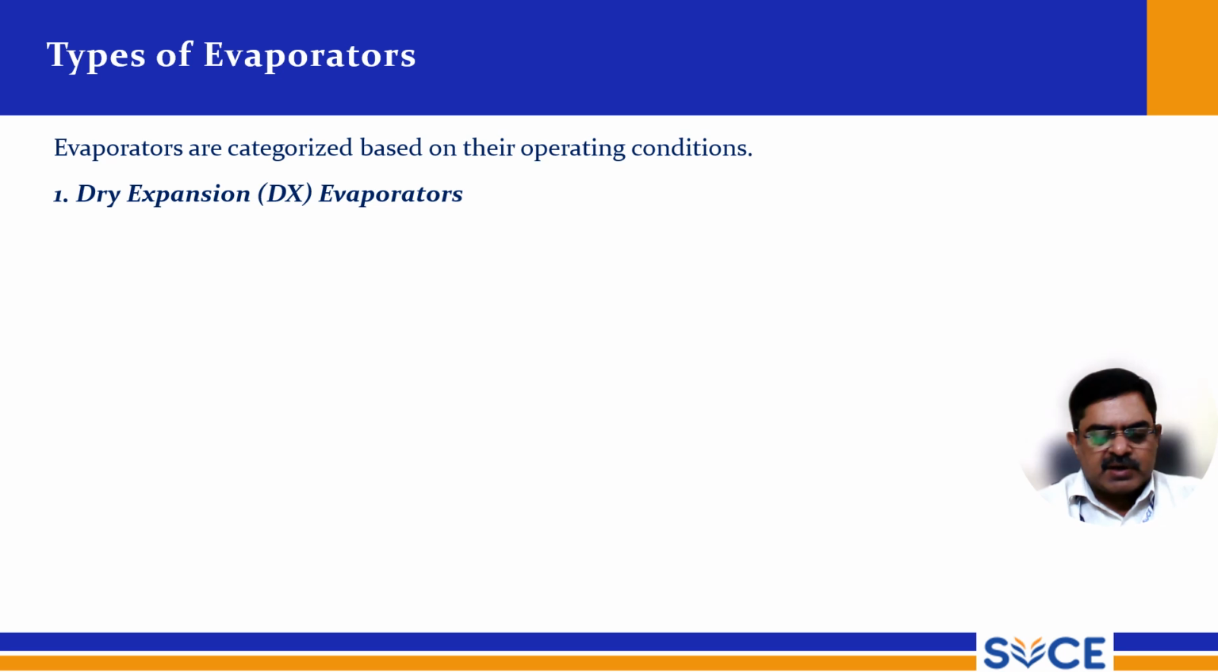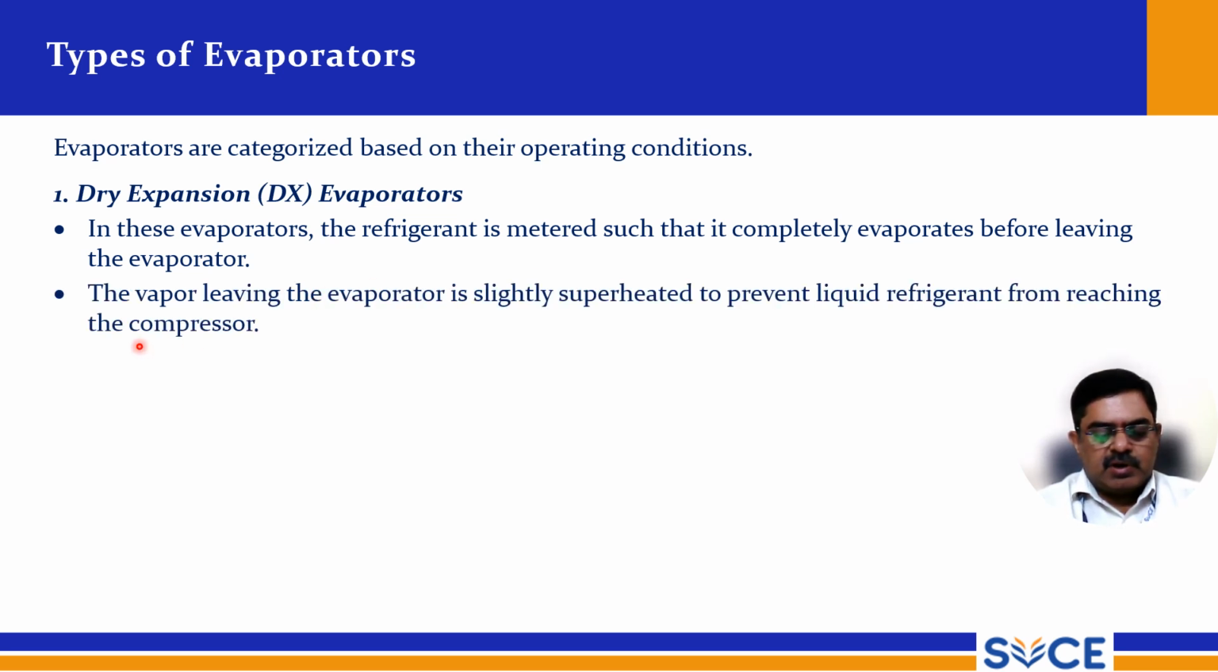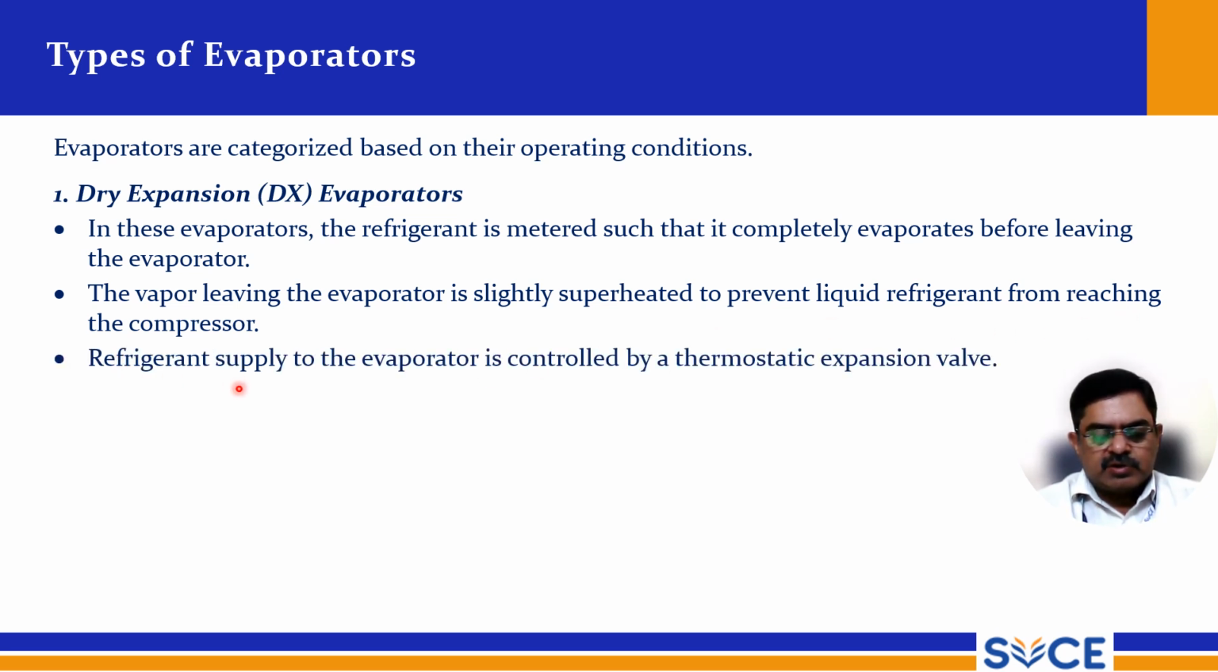So, types of evaporators: there are dry expansion, DX, evaporators. In these evaporators, the refrigerant is metered such that it completely evaporates before leaving the evaporator. So the vapor leaving the evaporator is slightly superheated to prevent liquid refrigerant from reaching the compressor. The refrigerant supply to the evaporator is controlled by a thermostatic expansion valve.